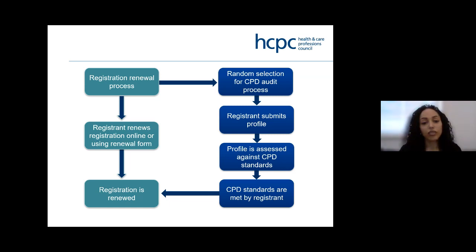So with the registration renewal process, you can renew online, and then your registration is renewed. During the three months, you can log into the system, complete your profile, save it, come back out, and go back in as many times as you wish. Ultimately, you'll need to submit the profile by the deadline at the latest. Your profile is then assessed by our two assessors that I mentioned to you before. And hopefully the outcome is then that you meet those CPD standards.